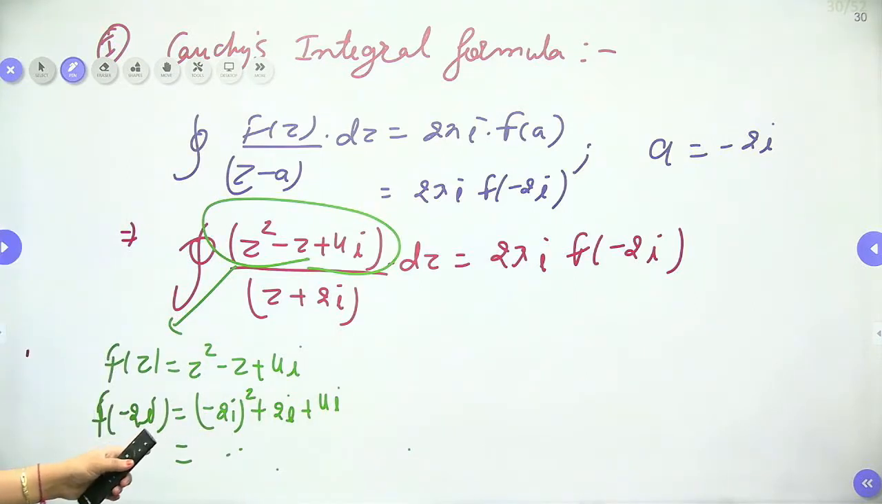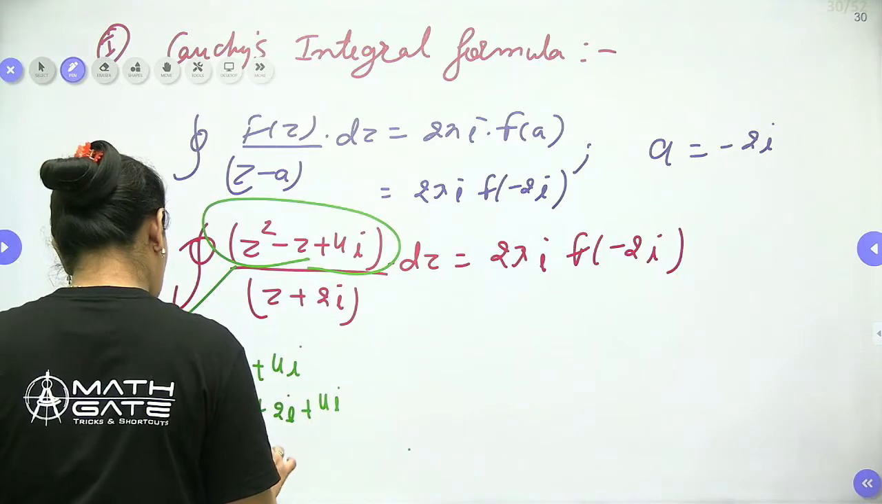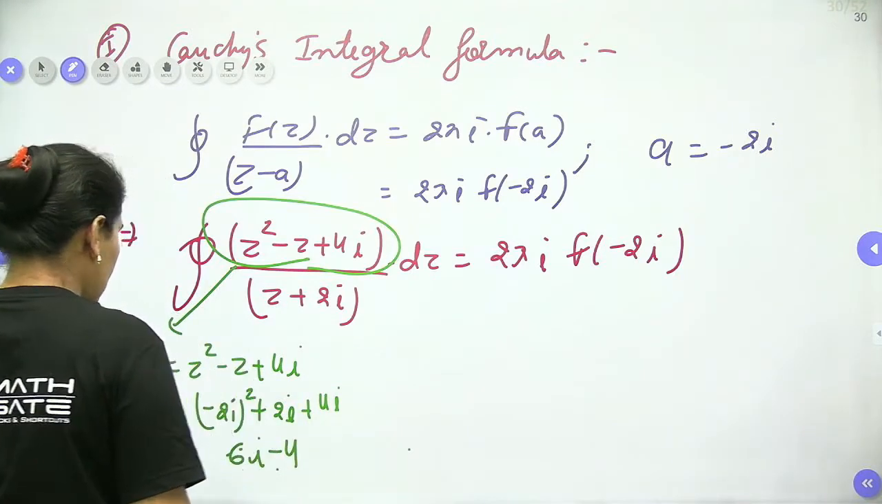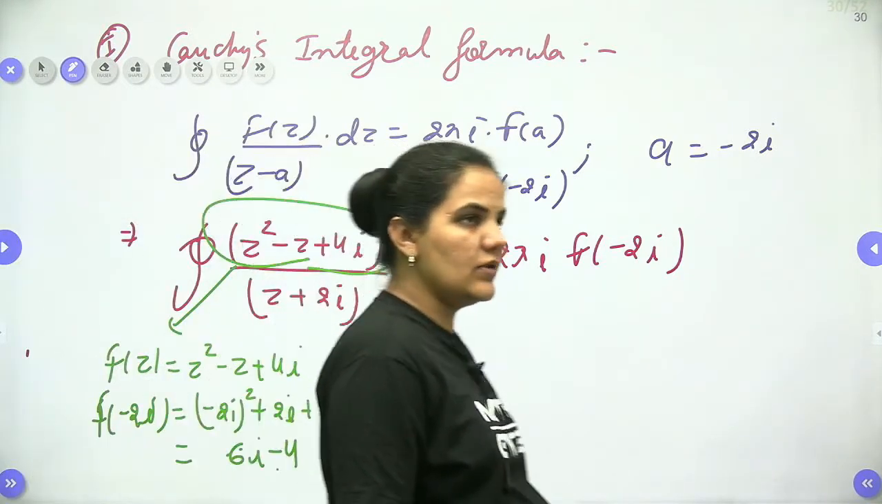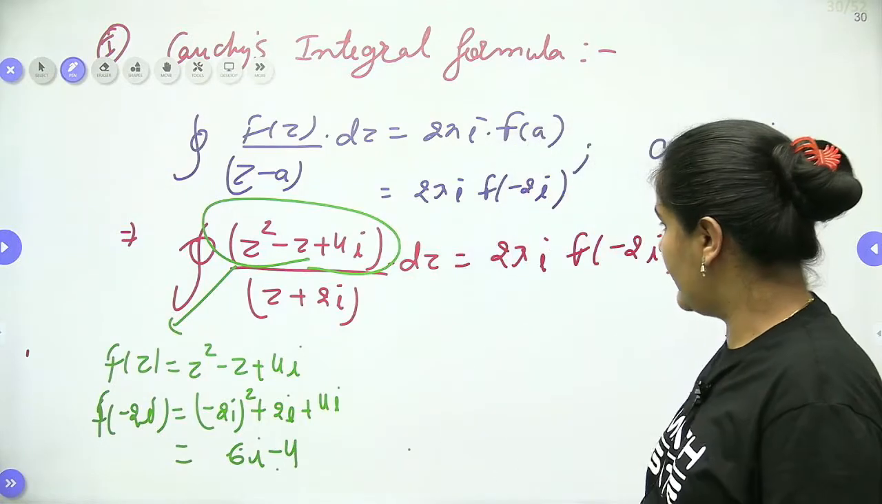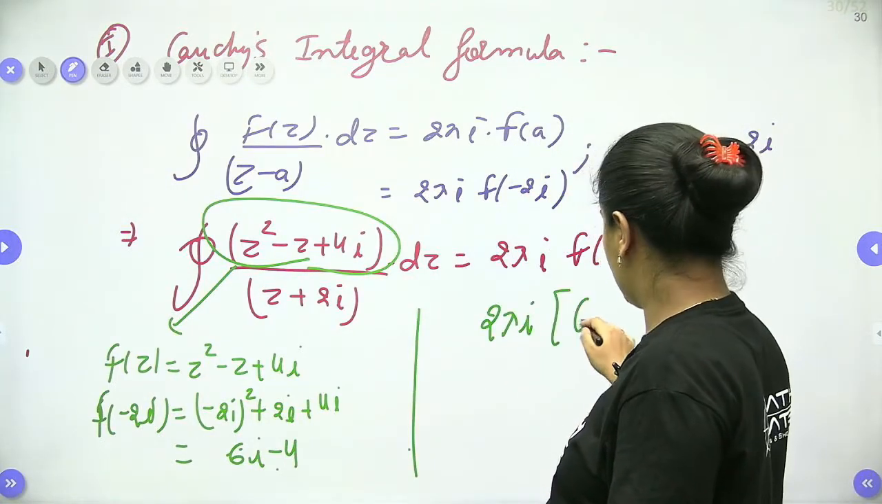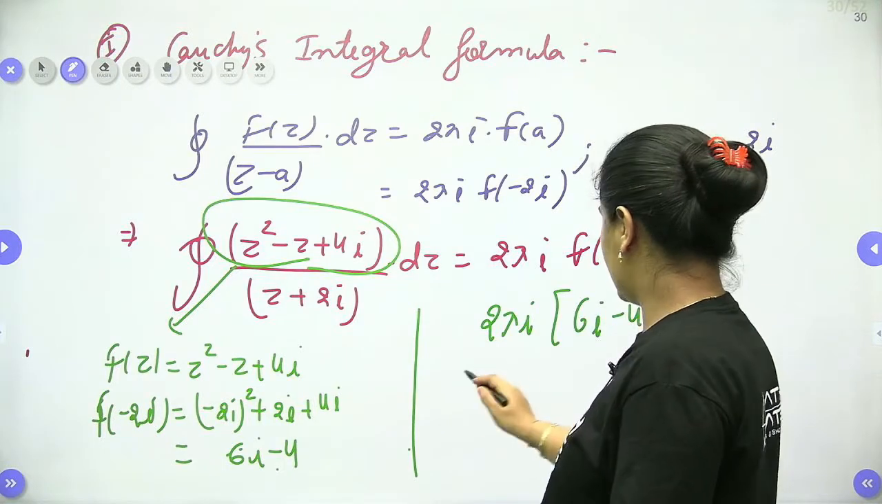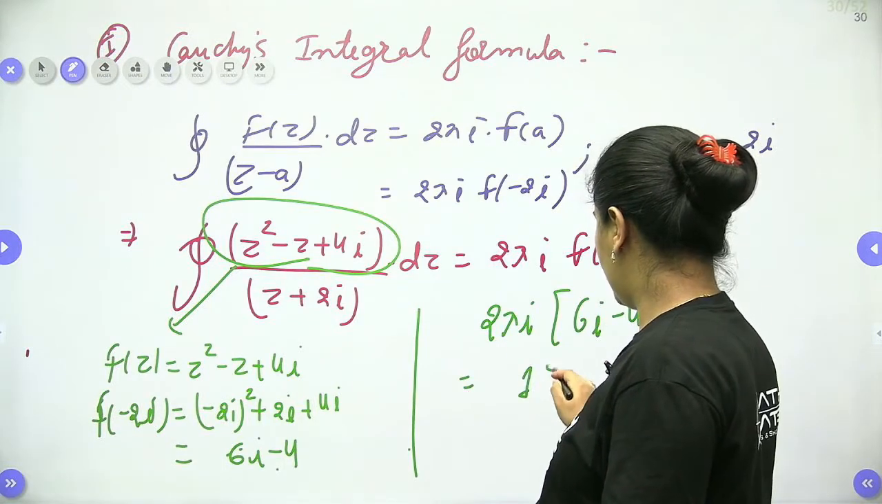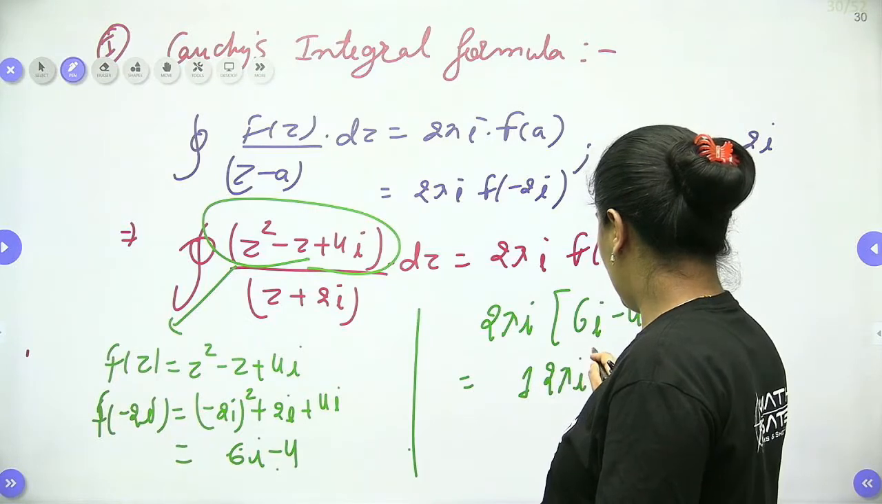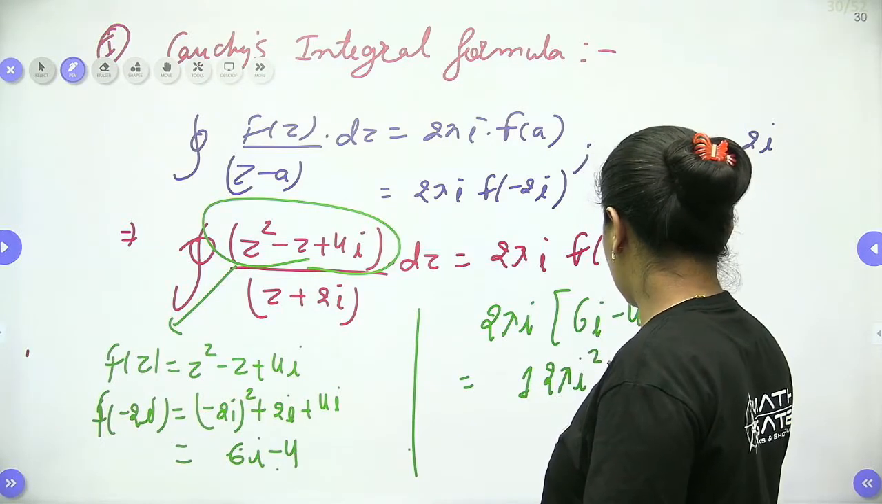So when we approach here, dear students, it will be 6 iota minus 4. We can leave it as it is. As we know very well, we have to put the values here. So it will be 2 pi iota into 6 iota minus 4. When we approach, it will be 12 pi iota square minus 8 pi.